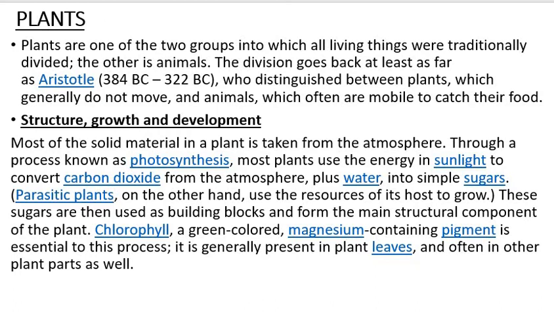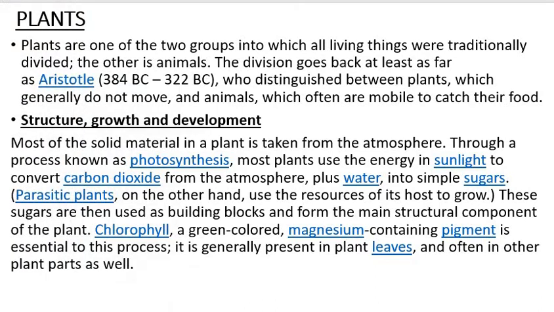Parasitic plants, on the other hand, use the resources of their host to grow. These sugars are then used as building blocks and form the main structural component of the plant. Chlorophyll is a green-colored, light-absorbing pigment. It is essential to the process. It is generally present in plant leaves and often in other plant parts as well.